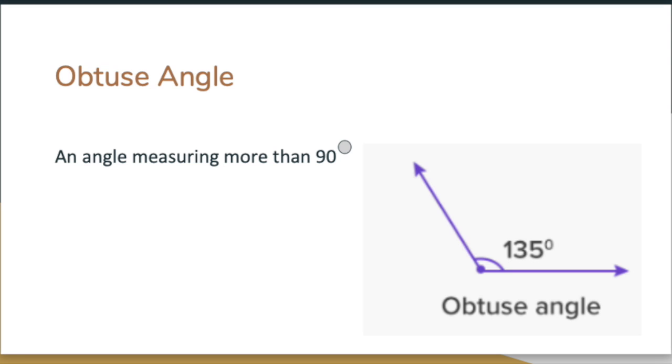So I sometimes think about it as acute is like, oh, you're so cute, you're so little. It also has 5 letters, A-C-U-T-E, whereas obtuse has O-B-T-U-S-E, that's 6 letters. So obtuse is more than 90 degrees, acute is less than 90 degrees.